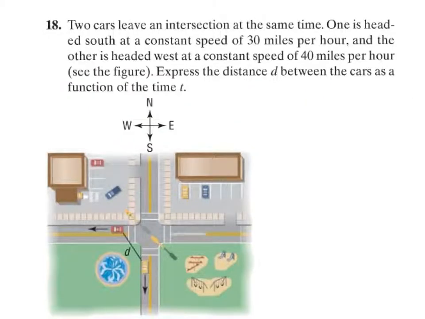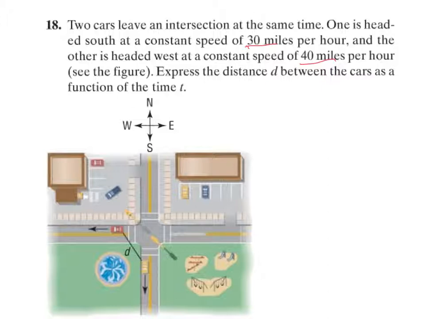All right, so two cars leaving the intersection at the same time. Come on, we've got to have cars leaving the intersection, trains meeting, all that stuff, right? You kind of have to do that in math. It's a rule somewhere. I know it is. All right, one is headed south at a constant speed of 30 miles per hour. One is headed west at a constant speed of 40 miles per hour. Express the distance d between the cars as a function of time.